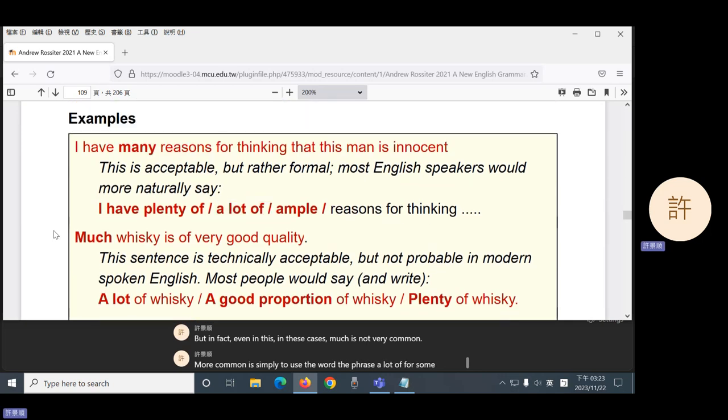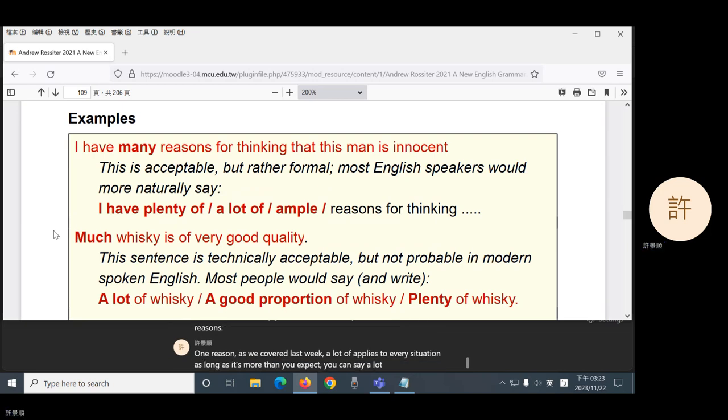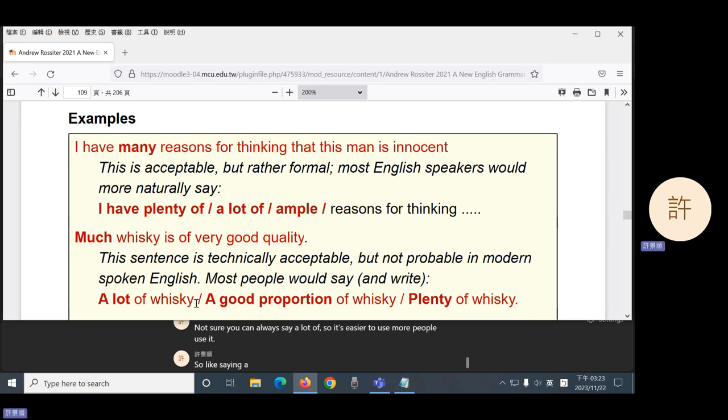For some reasons. One reason, as we covered last week, a lot of applies to every situation. As long as it's more than you expect, you can say a lot of. Countable, uncountable, not sure, you can all say a lot of. So it's easier to use, more people use it. Saying a lot of whiskey is a very good quality sounds natural, but saying much whiskey is a very good quality sounds strange, even though it's correct. Many also has a similar feeling. It's not as serious as much. We still say many in daily life, but it's slightly more common to say a lot of.